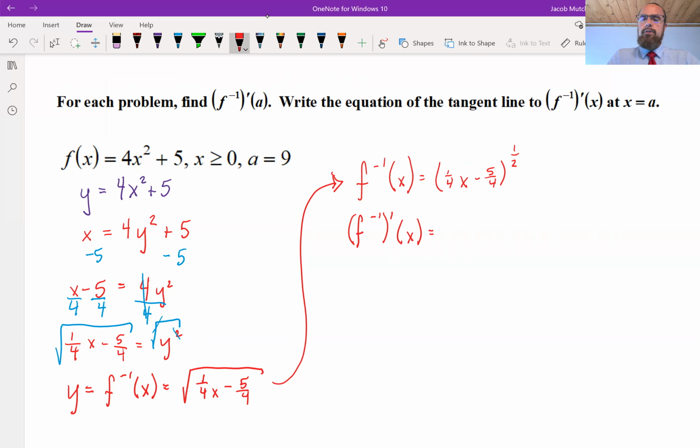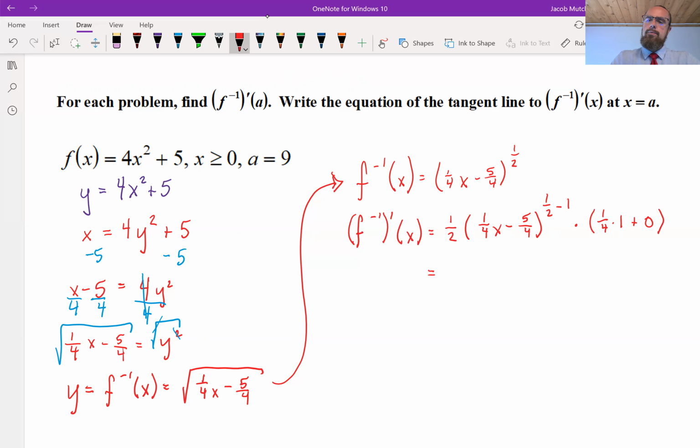So for the first part of the chain rule here, I'm going to bring that half power down. I'll leave the composed function 1/4 x minus 5/4 intact and bring the power of a half down by 1. And then I need to take the derivative of the composed function, which is going to be simply 1/4 times 1 plus 0. Okay, I'm going to simplify that.